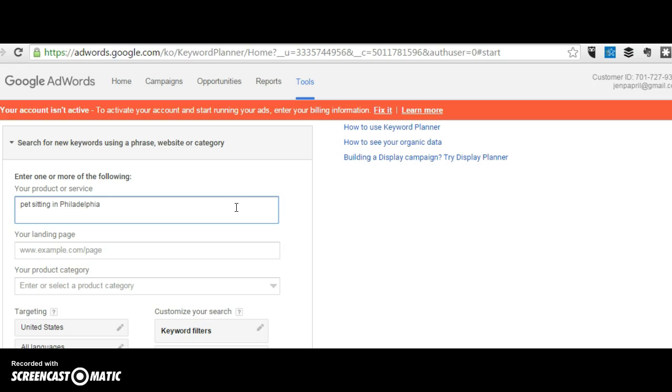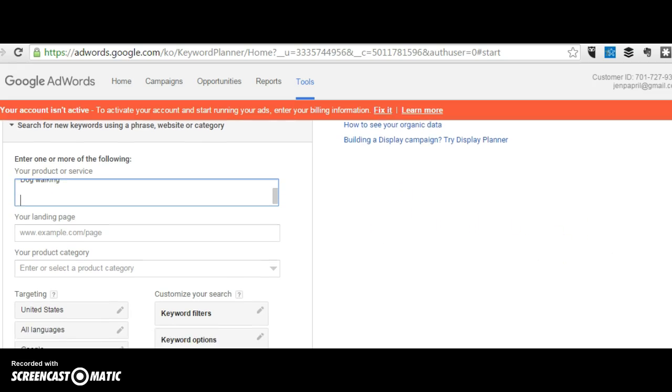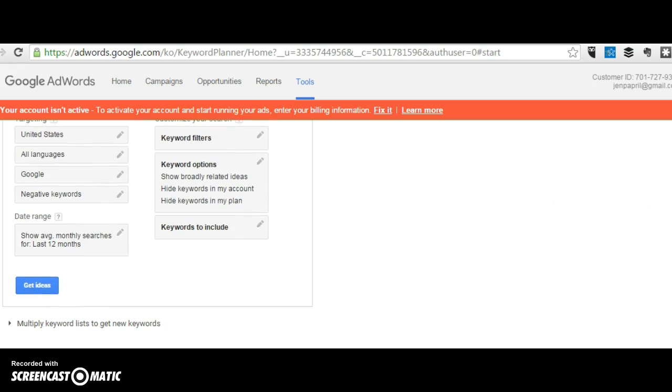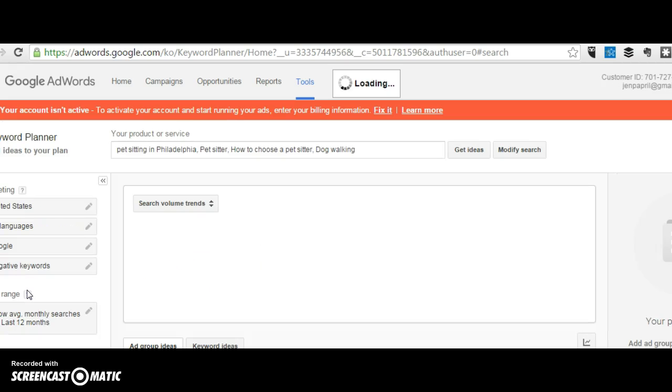You want to do one on each line. You can also try variations like pet sitter. You can do a phrase like how to choose a pet sitter. You can do dog walking. You can do variations and you could do a whole bunch of these, and then just go down to the very bottom. Don't worry about these other things right now. Just go down, don't worry about any of this at the moment, and then click get ideas.